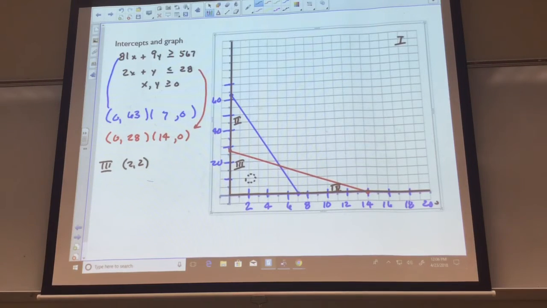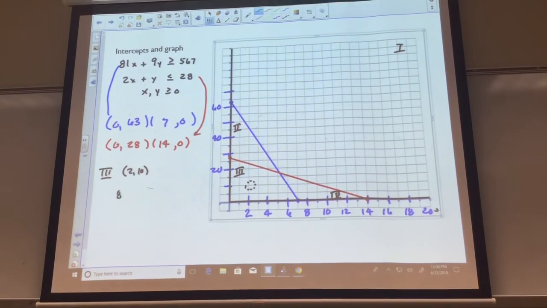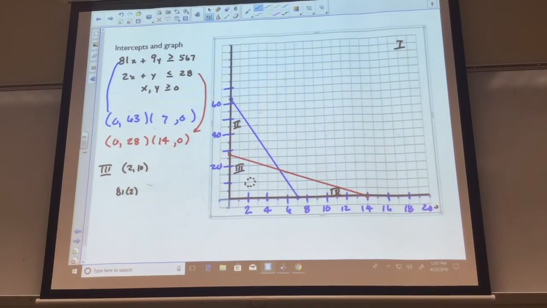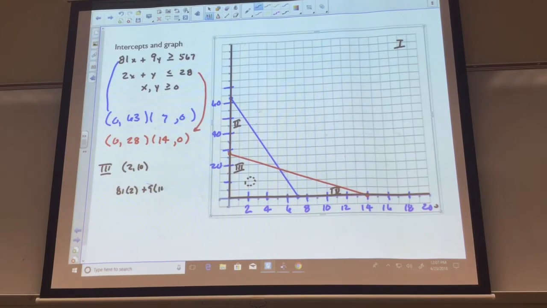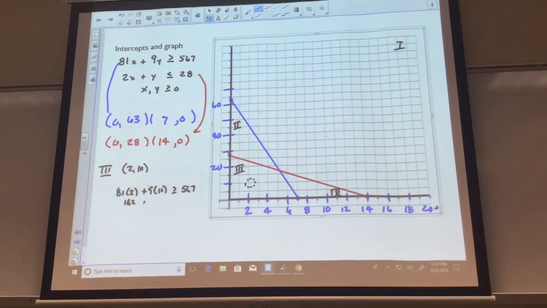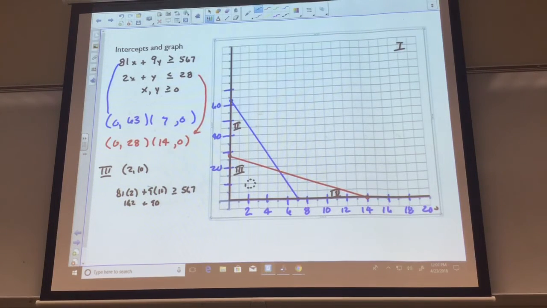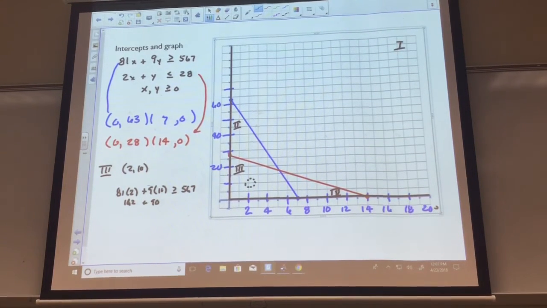It's 2 and 10. That's 2 and 10, correct. Thank you. 81 times 2 plus 9 times 10 greater than or equal to 567. I'm thinking the 162 plus 90 is not going to be greater than 567, so would you say that region 3 is a no-go?